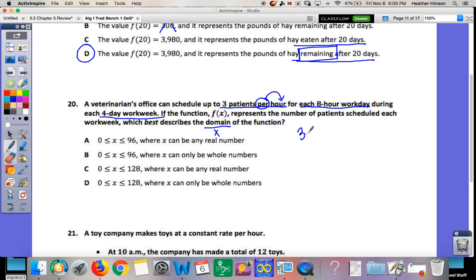So we have 3 patients per hour, and then we have 8 hours in a work day. So that's 3 times 8. How many patients can you see in a day? 24. The only extra thing we have is we're only working 4 days a week. So if we're only doing 4 days a week, how many do we see? 24 times 4 days a week is 96.